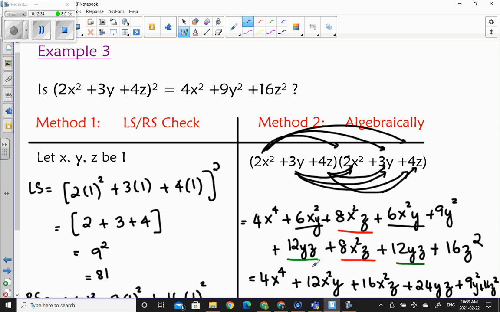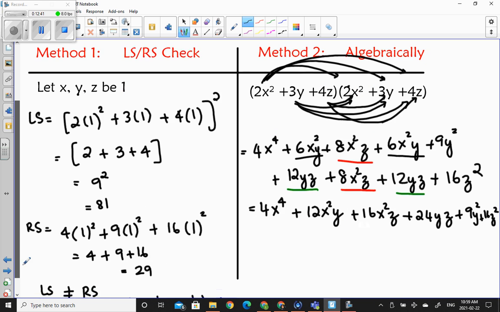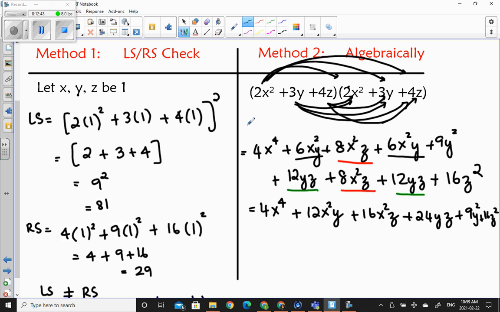And this has 1, 2, 3, 4, 5, 6 terms. It's nothing like this. This has only 3 terms. So therefore, the left side is not equal to the right side. So you can tell that the given statement is also not correct. So there's two ways to do it. Either assign values to the variables and see if the left side equals the right side, or do the expansion and simplifying and see if the left side equals the right side.